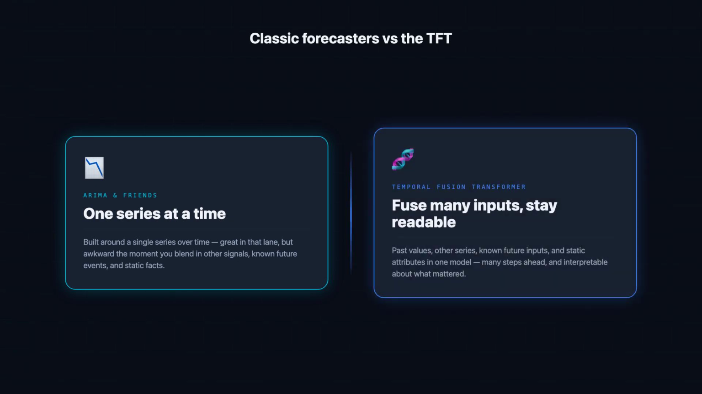The Temporal Fusion Transformer fuses all of it in one model. Past values, other time-varying series, known future inputs, and static attributes flowing together, it forecasts many steps ahead at once. And it stays interpretable, showing you which variables and which past moments mattered for each prediction.